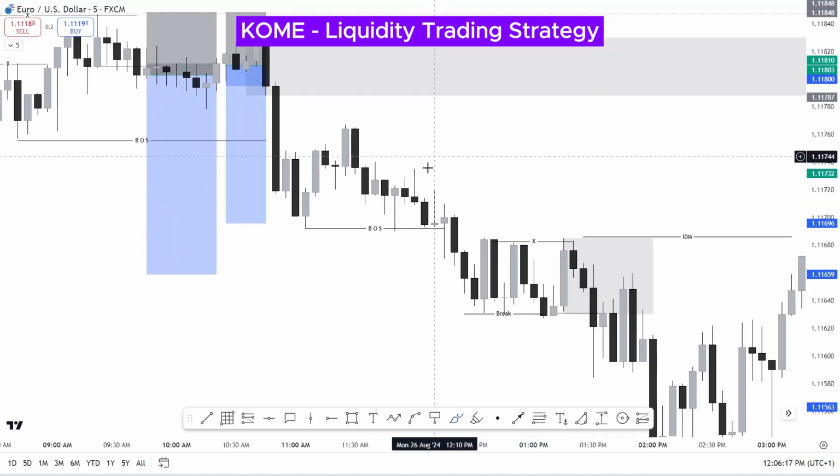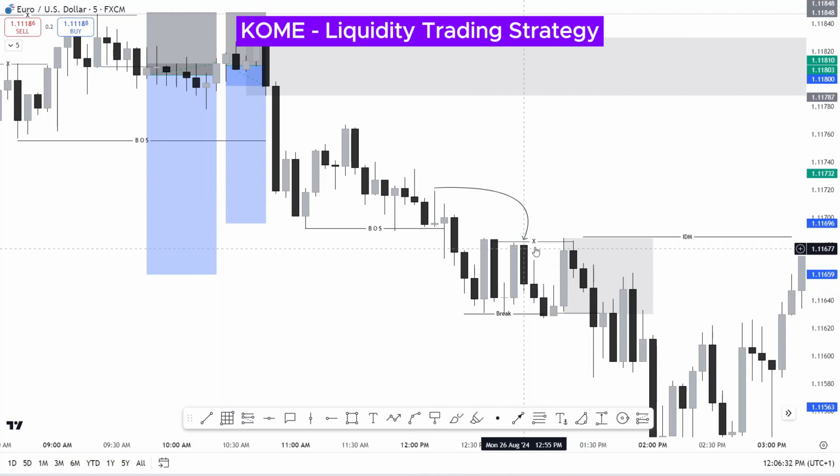However, when price pushed down, okay, what happened? We saw another break here. So automatically this inducement has been shifted from this high into this high. So we have a transfer of what? Of inducement.